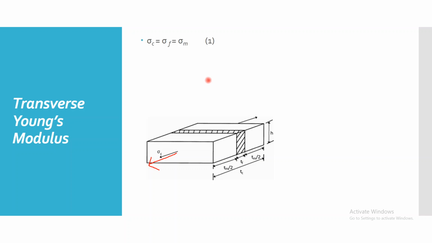Now, from your basic understanding, if I apply the load in this direction, since the cross section is the same for the matrix as well as the fiber, the stress developed in the composite is also the same as the stress developed in the fiber as well as in the matrix, because the cross section of the composite, fiber and matrix are all the same and the load is also the same. That is the first relation I get from basic mechanics of materials, where sigma C represents stress in the composite, fiber and matrix respectively.